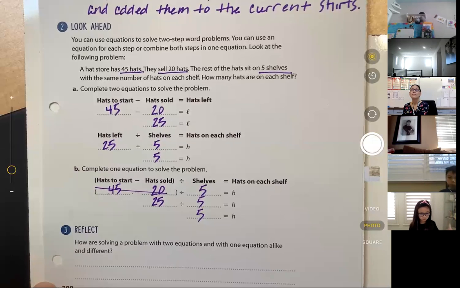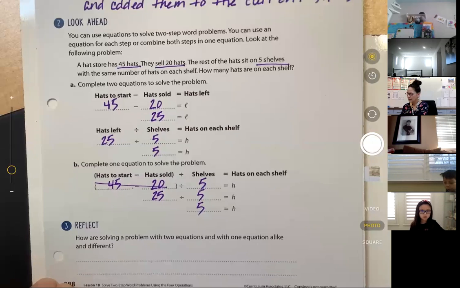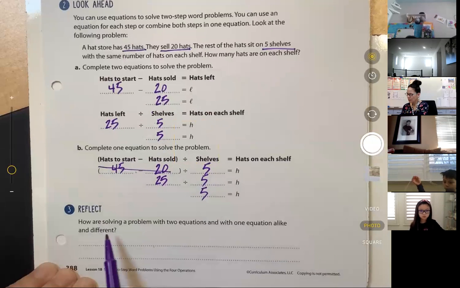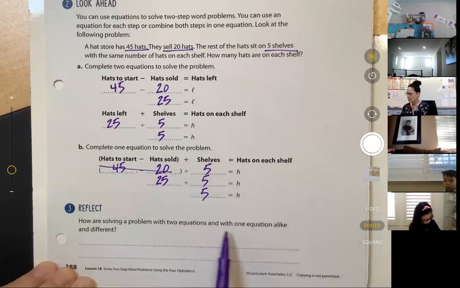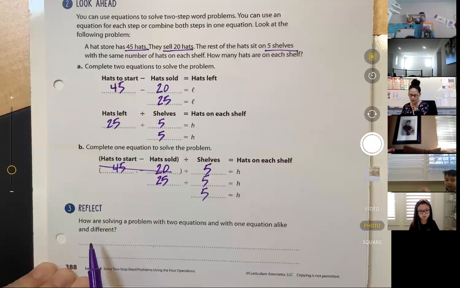Okay, now here it's talking about how we're solving a problem with 2 equations and with 1 equation alike, and how are they different. Both ways solve each step of the problem. But with 1 equation, you're just putting both steps together. That's the difference. Going back to that comparing and contrasting, right?